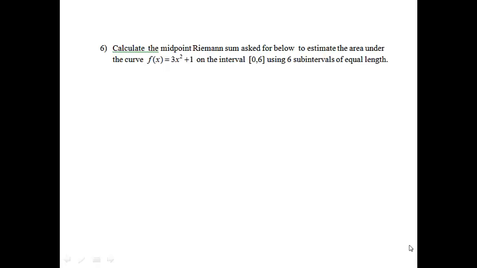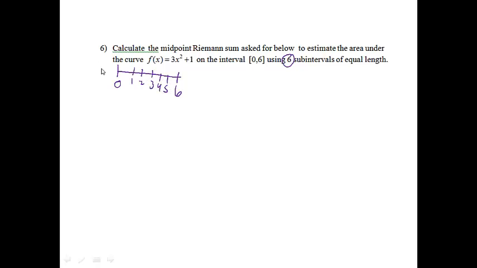Question 6. Calculate the midpoint Riemann sum asked for below to estimate the area under the curve f of x equals the integral 3x squared plus 1 on the interval 0 to 6 using 6 subintervals of equal length. The first thing that I'm going to do is draw an interval chart. I'm going from 0 to 6. I have 6 spaces to cover, and I have 6 subintervals, which means I need to go by ones.